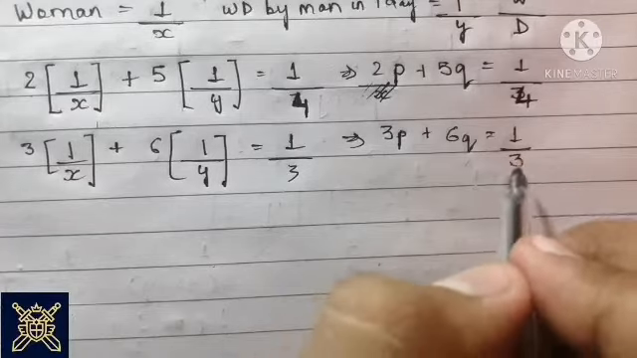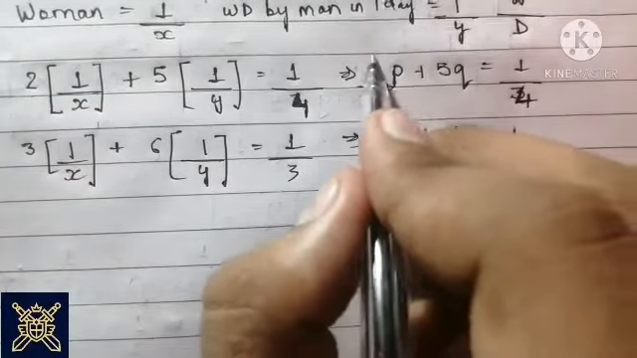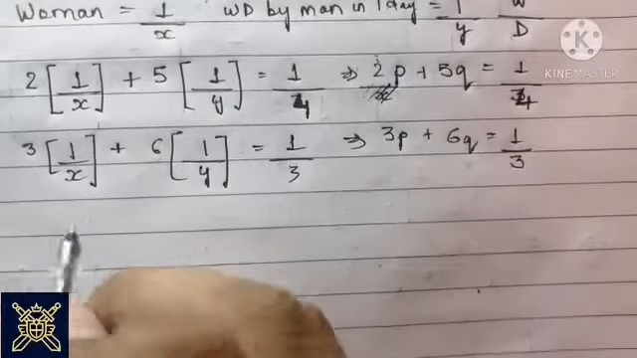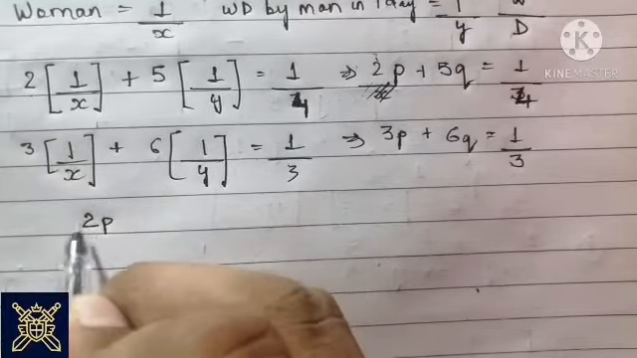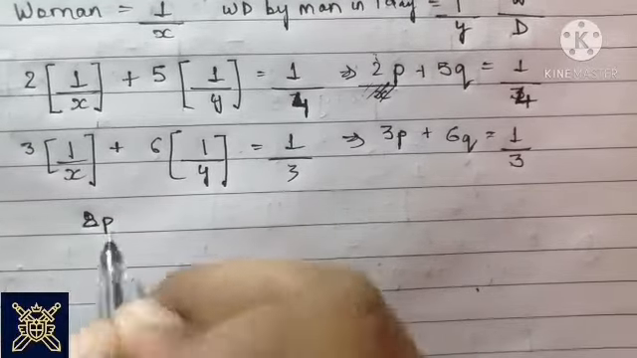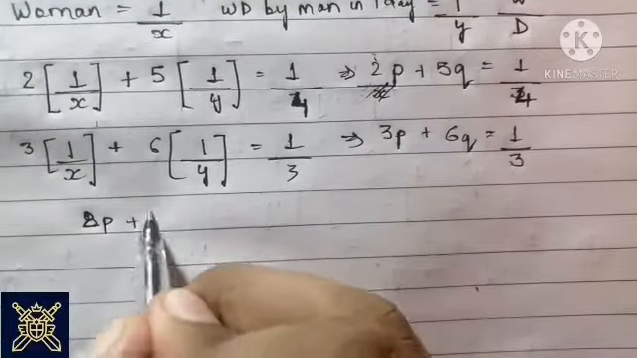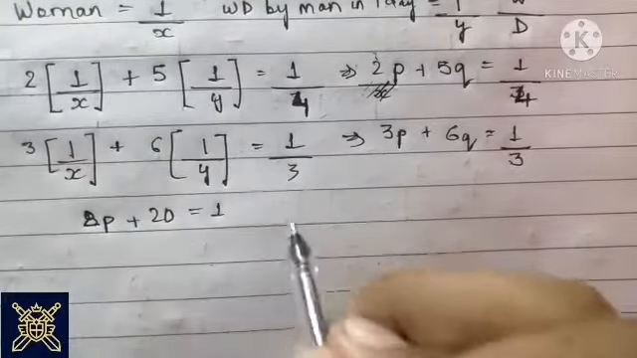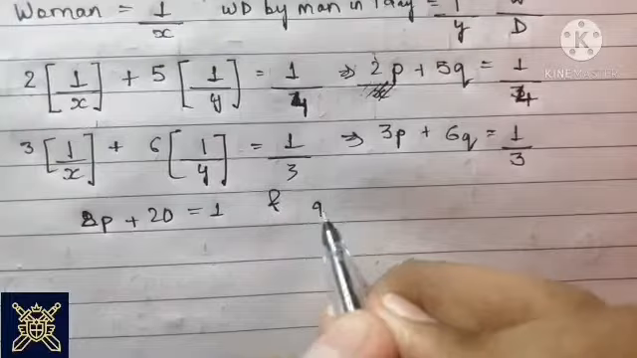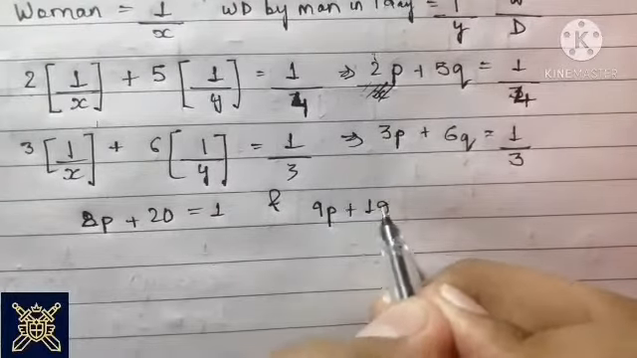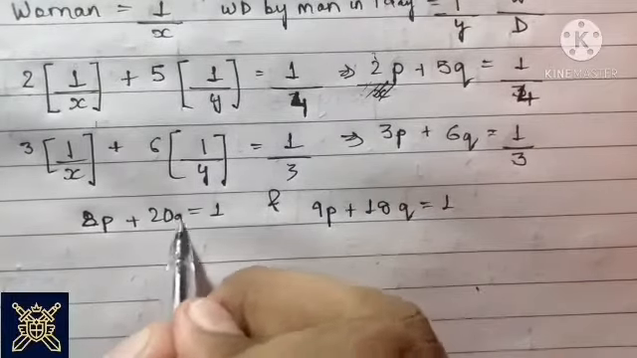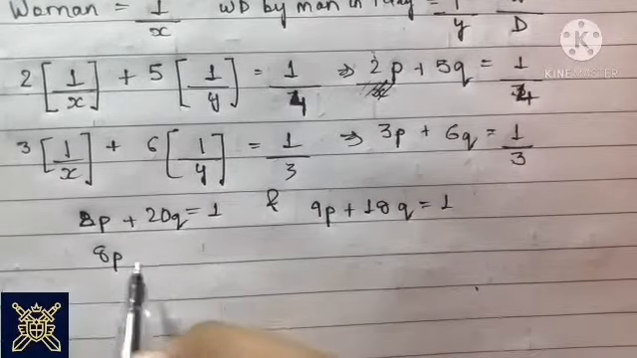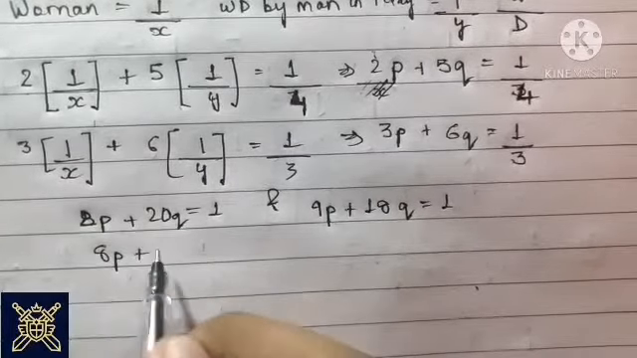Now you can easily do the multiplication. 4 will be multiplied over there, so you get 2p into 4, that is 8p, plus 4 5s are 20q is equal to 1, and 3 3s are 9p plus 18q is equal to 1. Since both of them are equal to 1, you can equate them to each other.